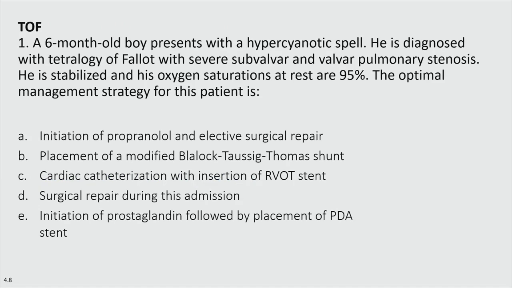So a 6-month-old boy presents with a hypercyanotic spell. He's diagnosed with tetralogy of Fallot with severe subvalvular and valvular pulmonary stenosis. He's stabilized and oxygen saturations at rest are 95%. The optimal management strategy for this patient is to start propranolol and elective surgical repair, placing a BT shunt, cardiac catheterization with an RVOT stent, surgical repair during this admission, or initiation of PGE followed by placement of a PDA stent.